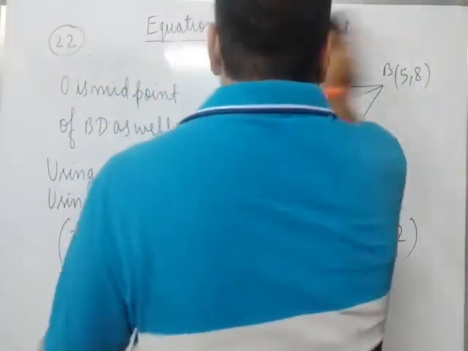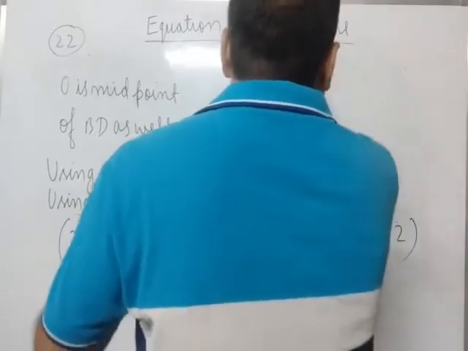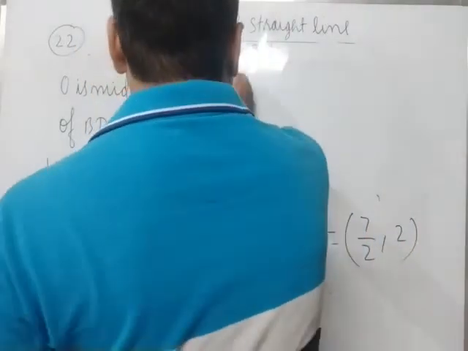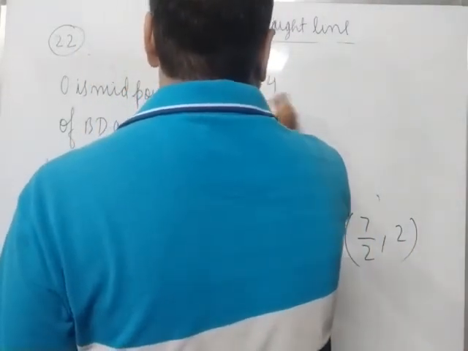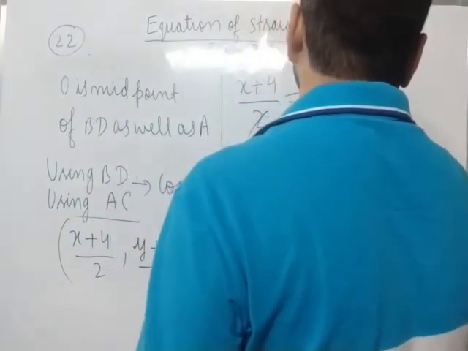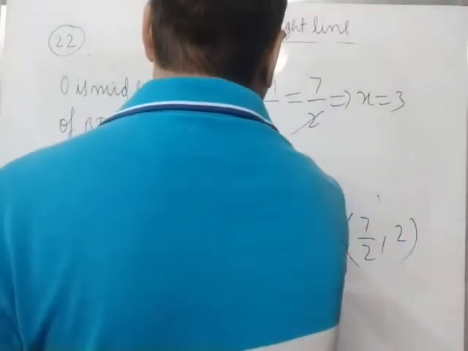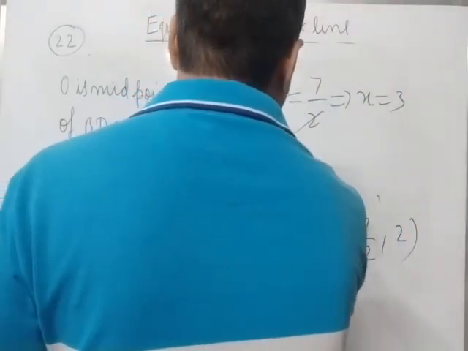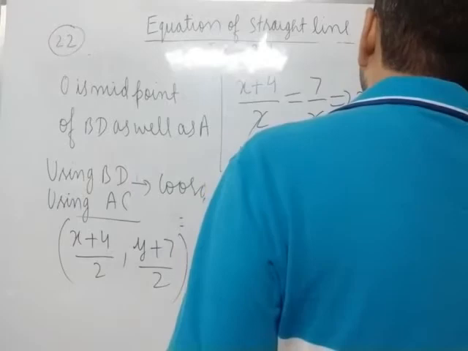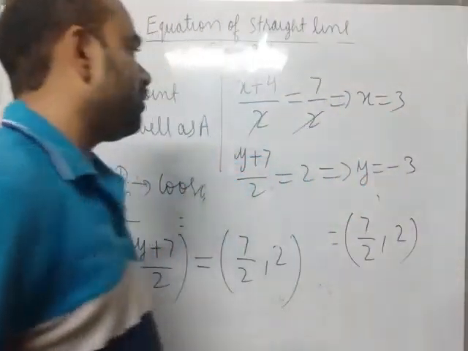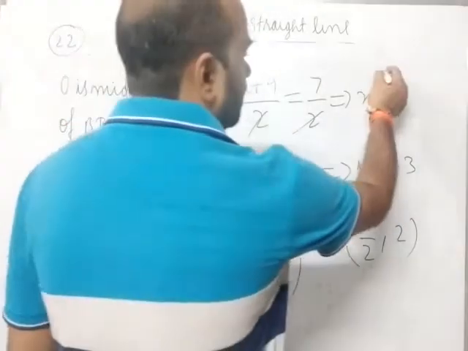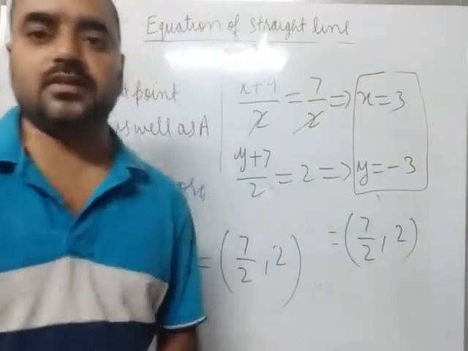So what are the corresponding x coordinates? Here the x coordinate is x plus 4 upon 2, and here the x coordinate is 7 upon 2. 2 and 2 cancel. It means x will be 3. Now the corresponding y coordinate: y plus 7 by 2 is equal to 2. It means y will be minus 3. It means x and y are 3 comma minus 3. Understood?